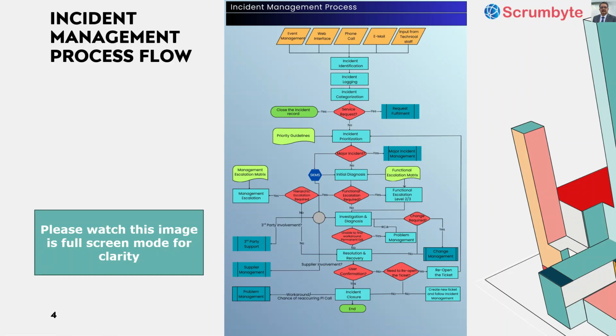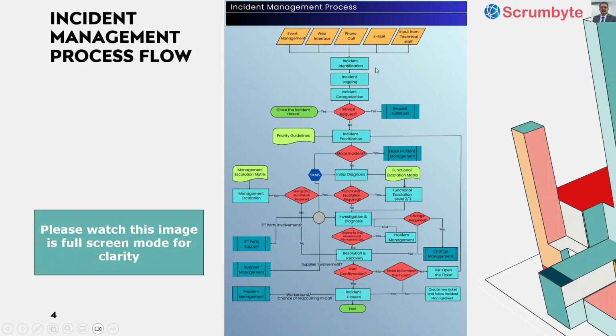Very briefly, let us look at the process. I'm showing it here as a diagram. I would advise you to pause and have a look at the entire process. What you see on top are the different inputs that are coming for incident management. So you have events, you have web interface, you have phone calls, you have email, and you have input from technical staff. So these are all the different ways in which an incident can happen. These are the key inputs for us.